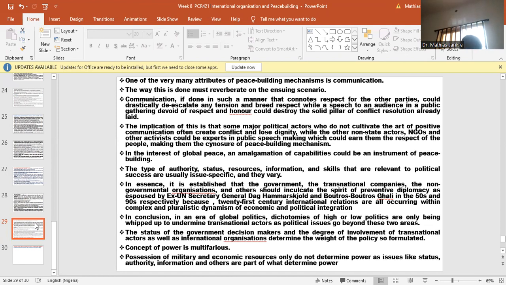The status of government decision makers and the degree of involvement of transnational actors as well as international organizations determine the weight of the policy so formulated. The concept of power is multifarious, and so possession of military and economic resources alone does not determine power, as issues like status, authority, information, and others are part of what determines power. Now, having said all of this, it would be pertinent to raise some issues that could warrant our further discussions.